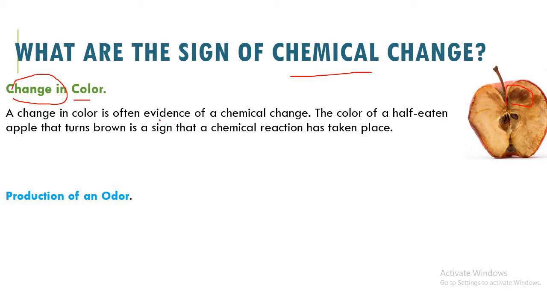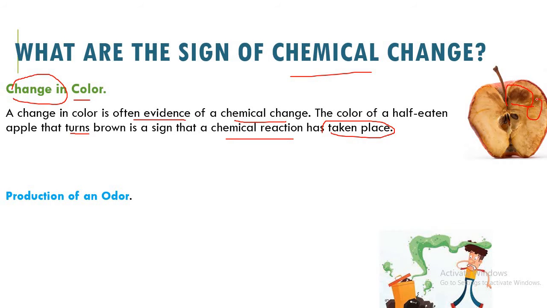Change in color is often evidence of chemical change. The color of a half-eaten apple that turns brown is a sign that a chemical reaction has taken place. This means there is a reaction taking place here. This is a chemical change.